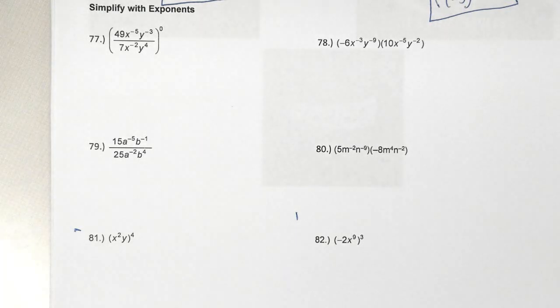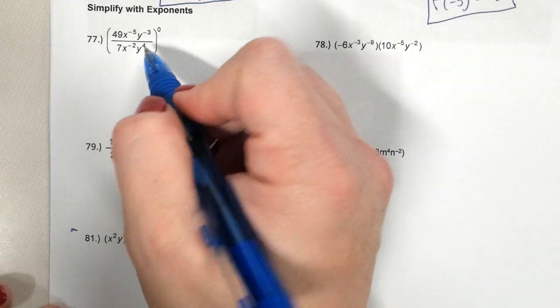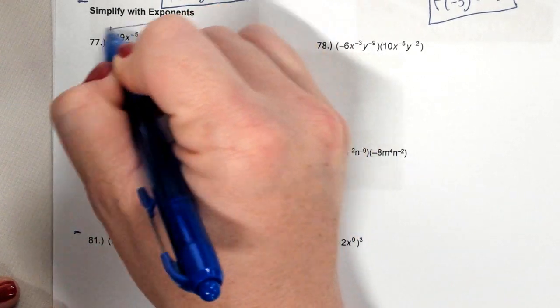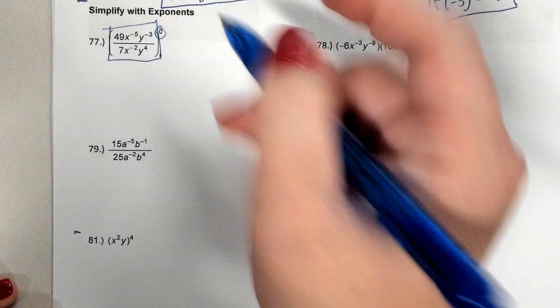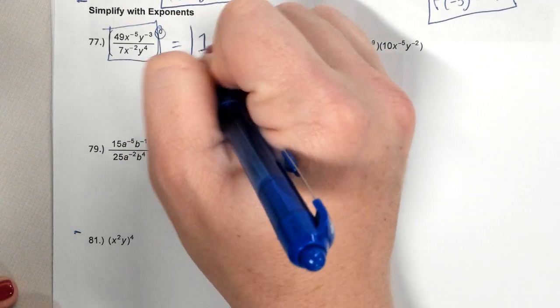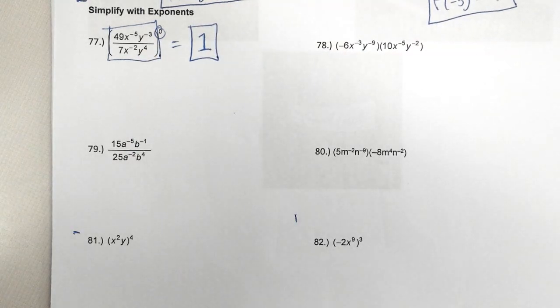Okay, 77 is super simple, strictly because the whole thing is to the 0 power. Well, anything to the 0 power equals 1. So you don't have anything on the inside because it was all to the 0 power.